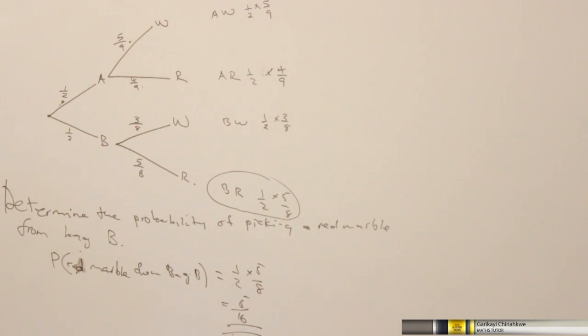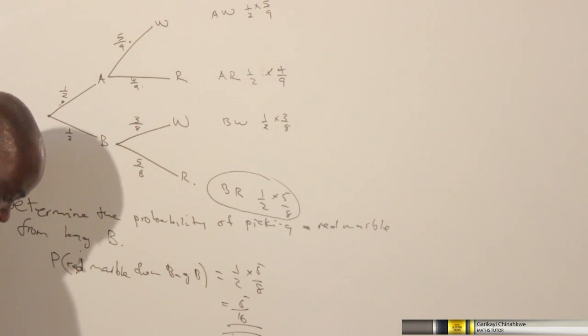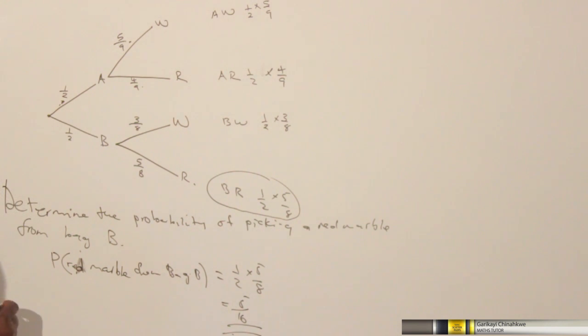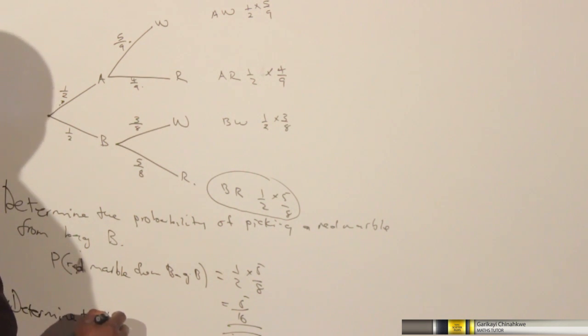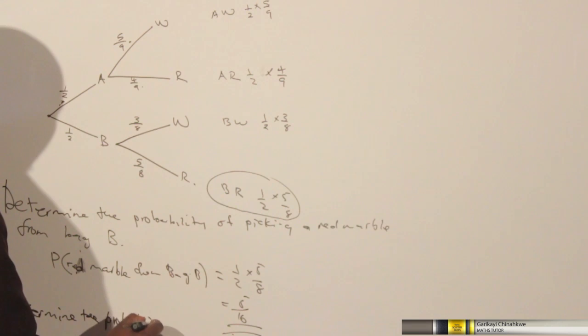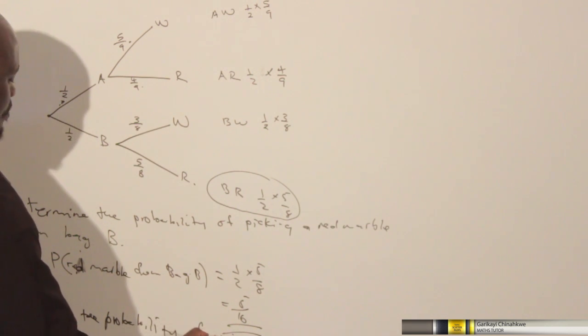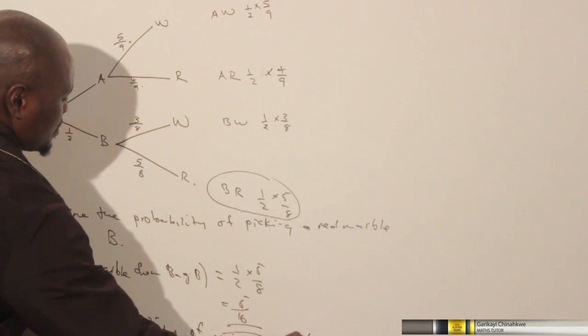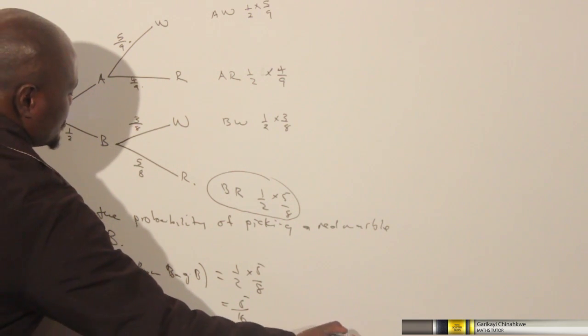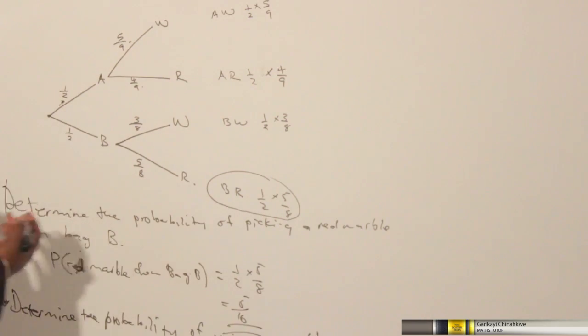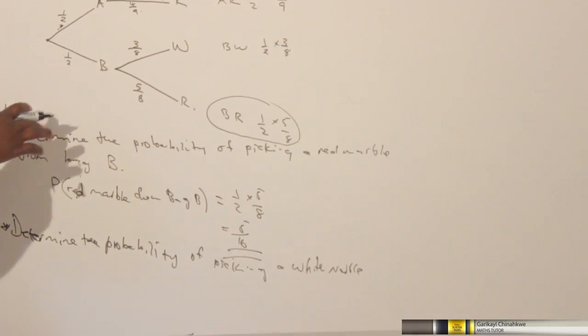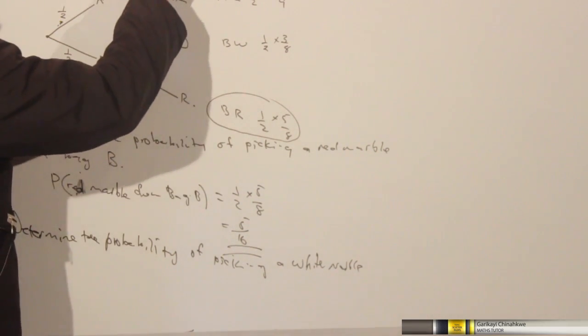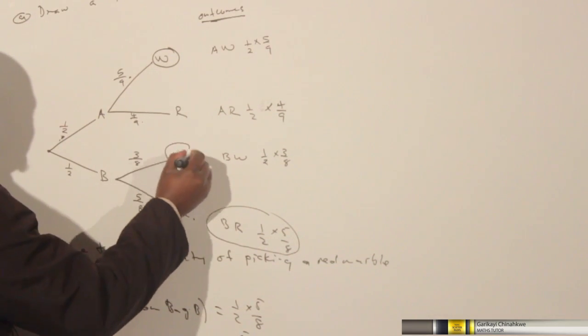Okay. Then let's go on to the next question. Determine the probability of picking a white marble. Okay, where do you get my white marble from this tree diagram? You look where there's white marble, which means you're looking for there and there.